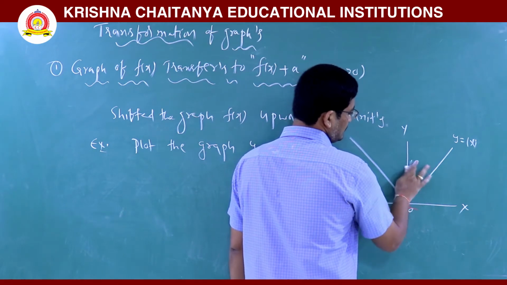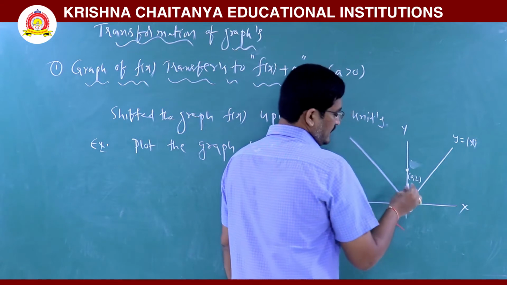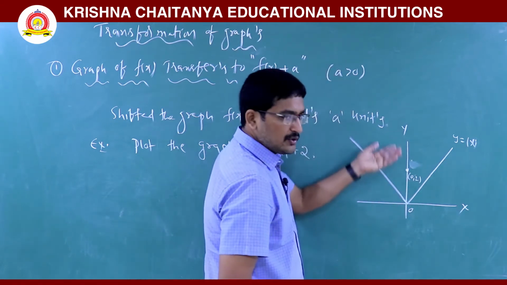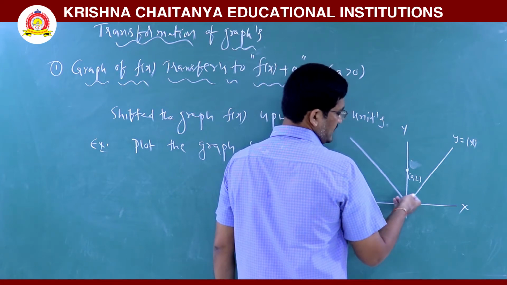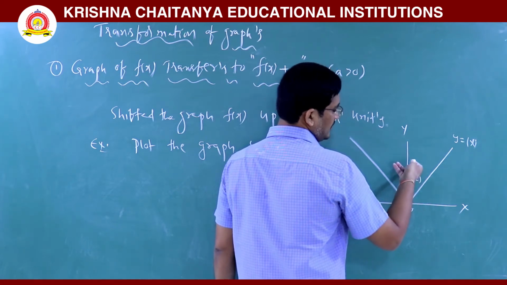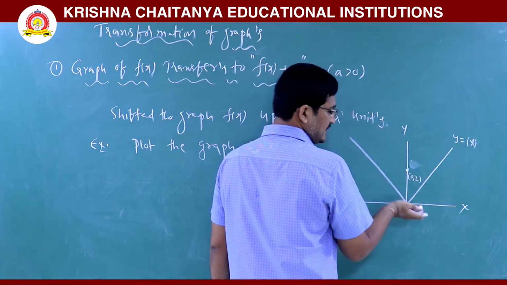(0, 2). You know what the point is here? (0, 2). Now we have to shift this graph 2 units. Then this one comes to here. Okay, we have to shift this whole graph 2 units upwards.